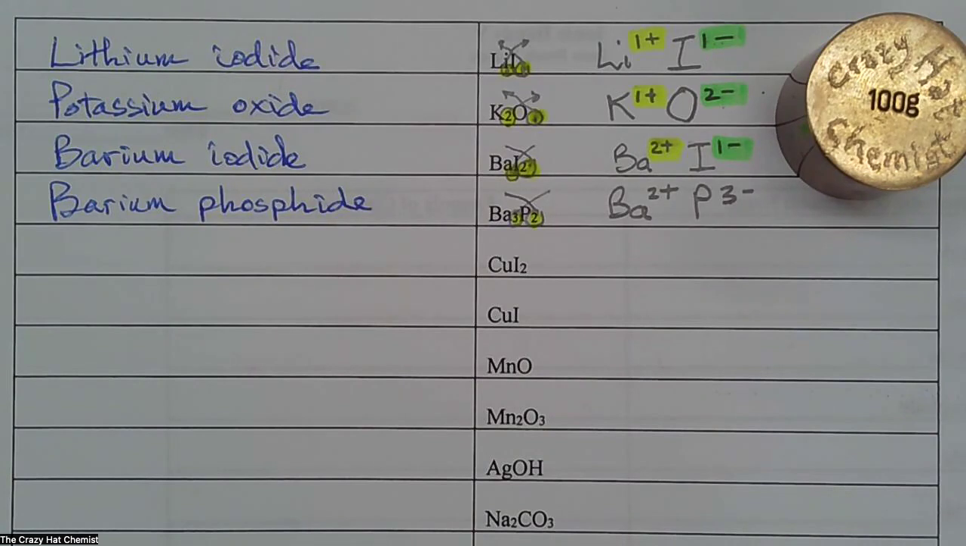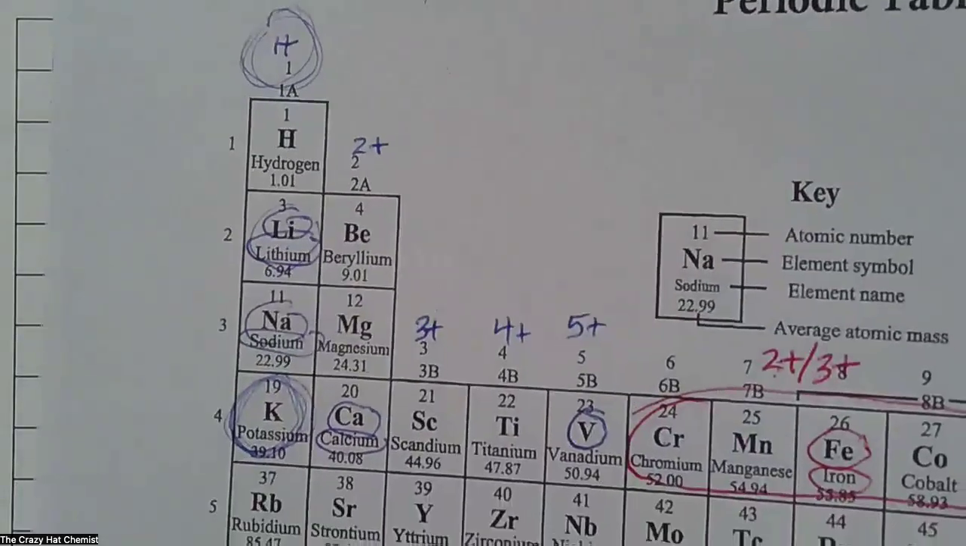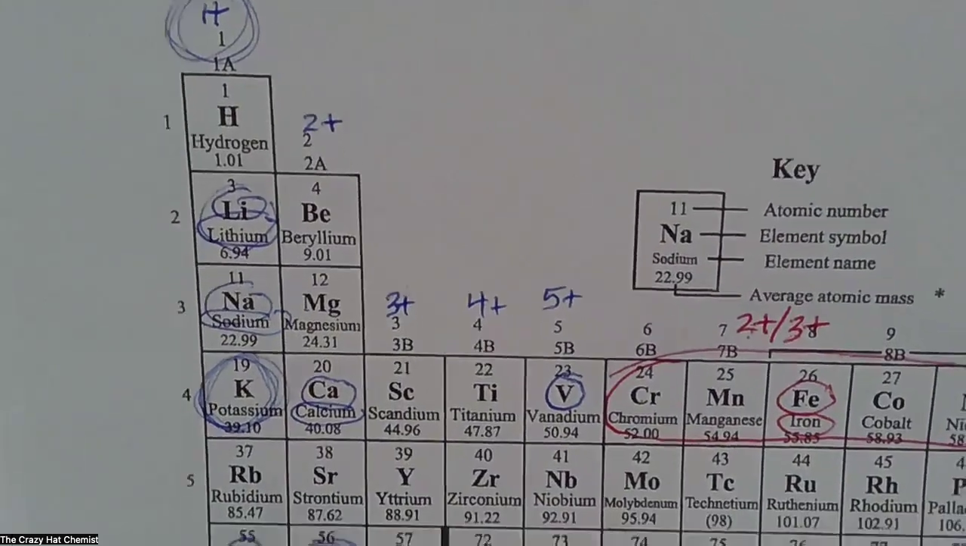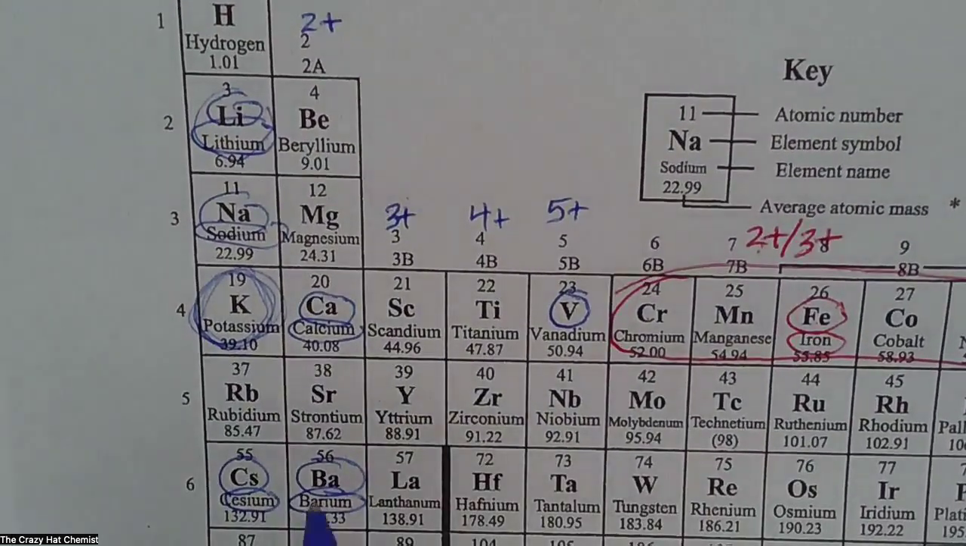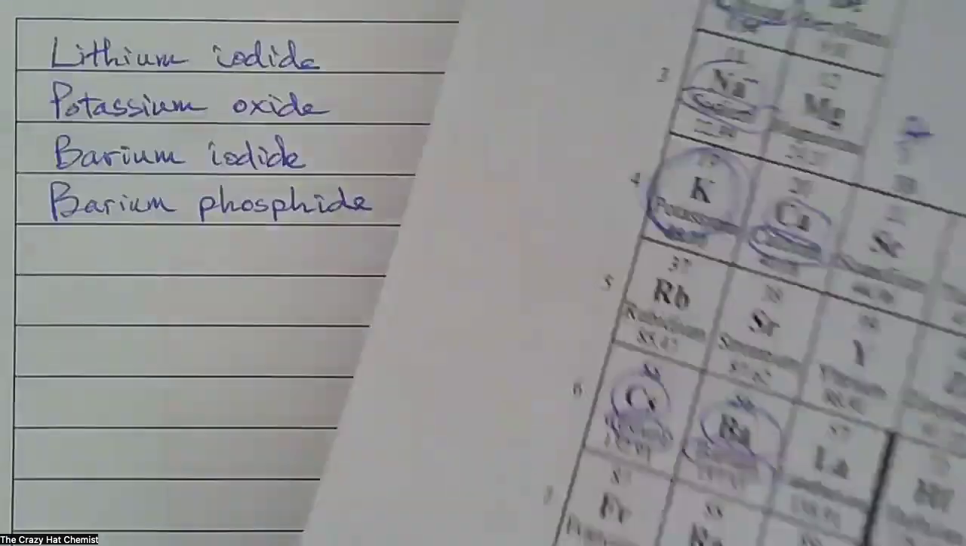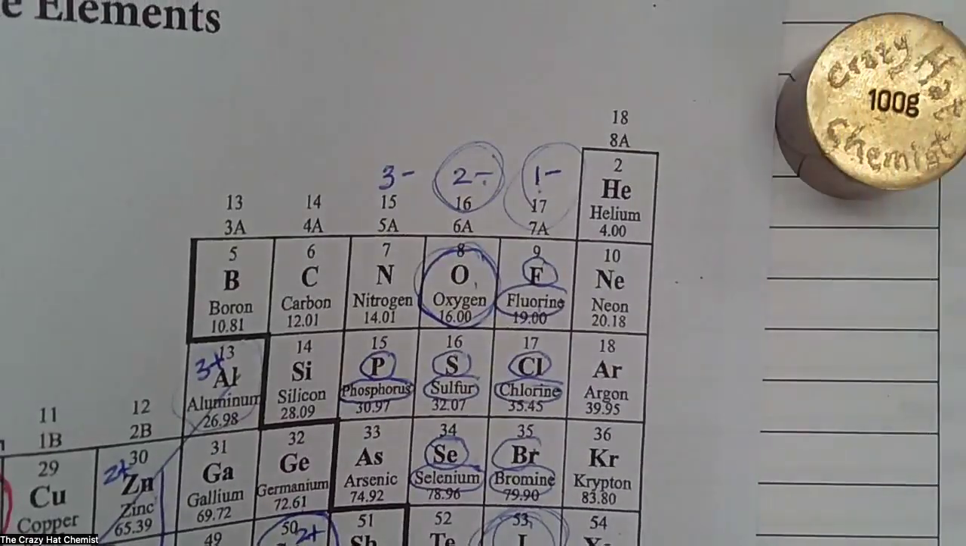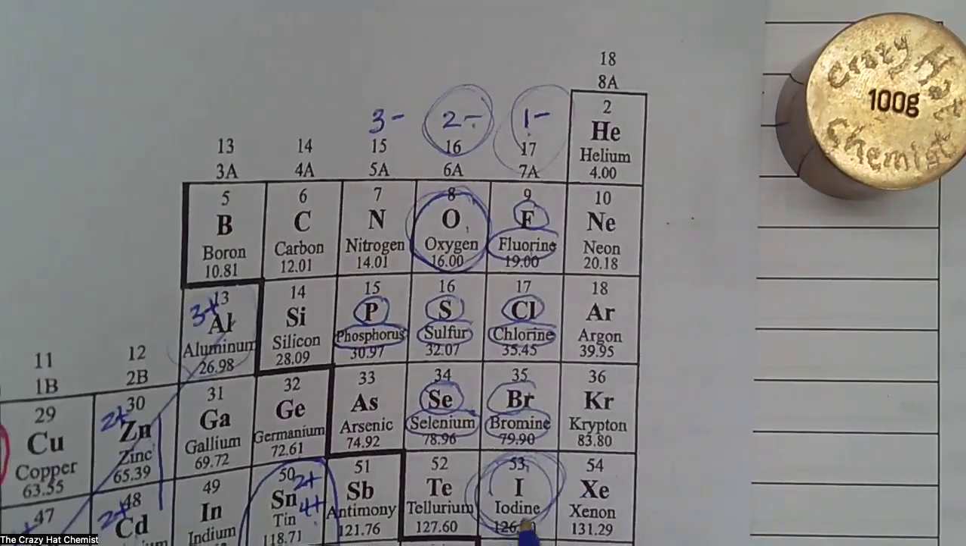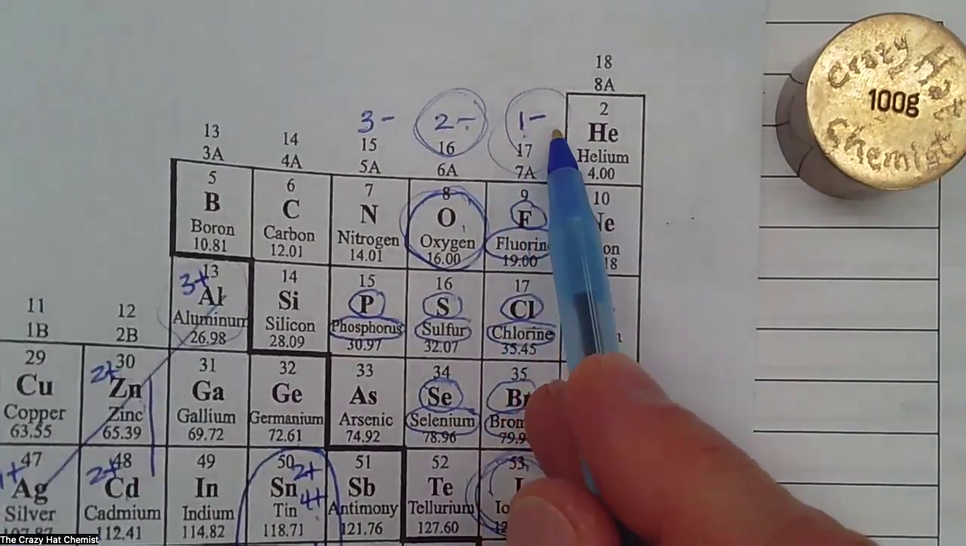Phosphide, phosphide. Now, again, the barium iodide, I could have obtained the barium from my periodic table. And there's the barium. It is a 2 plus charge. And then we have already discussed the iodide. The iodide is right here, and that's a 1 minus charge.